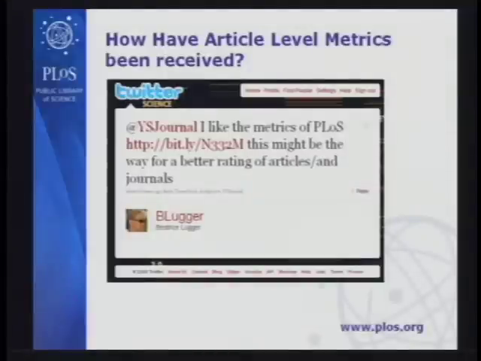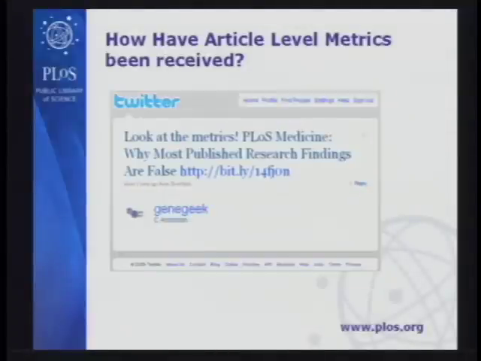And how has this program been received? So if you want to know how something's received these days, you go to Twitter. Okay, so "I like the metrics of PLoS. This might be a better way for rating of articles and journals. Look at the metrics, and this is actually one of the best articles in PLoS Medicine for downloads." So they're obviously seeing that article, spotting that it's got a high number of downloads or citations, and twittering that.